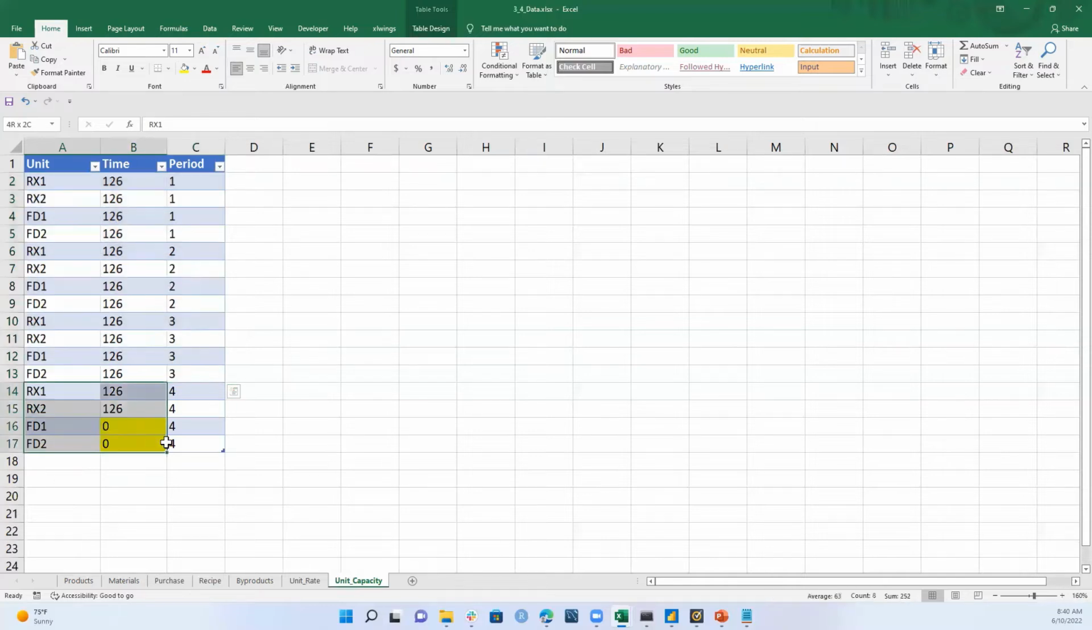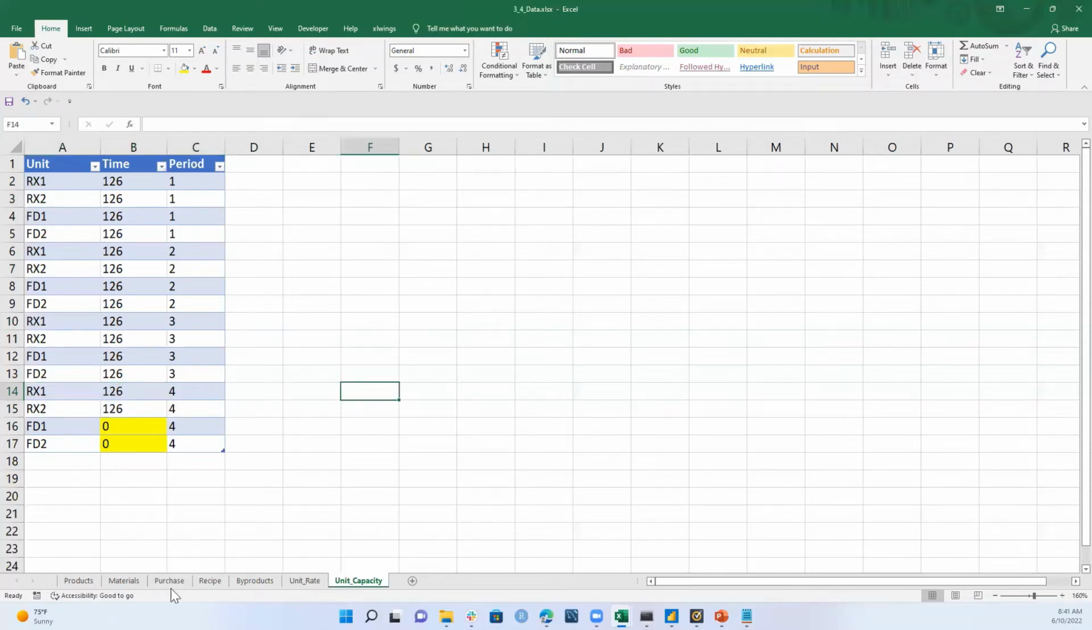But in period 4, we find that we have some planned maintenance that needs to be completed on our flashing units. They have to come down for, let's say, maybe some inspection. So they will not be available. So there's going to be 0 hours of operating time available for flashing units 1 and 2 in period 4, but our mixers will still be 100% available in period 4.